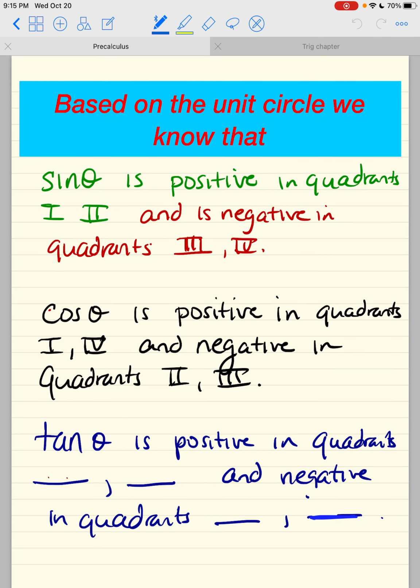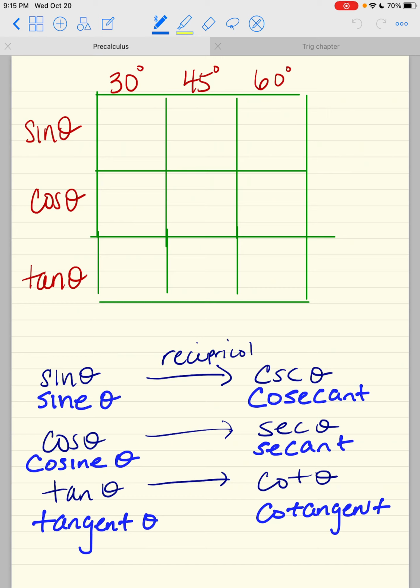So I wrote here, and you guys could pause the video. Sine is positive in quadrants 1 and 2, and it's negative in quadrants 3 and 4. Cosine is positive in quadrant 1 and 4, and negative in the other two. So tangent is positive in quadrant 1 and 3, and negative in quadrant 2 and 4. Okay.